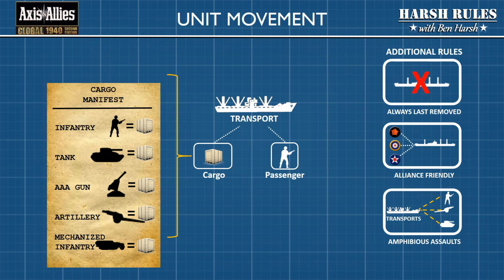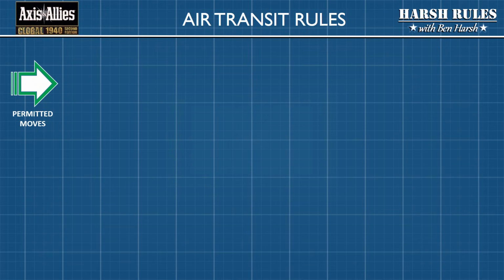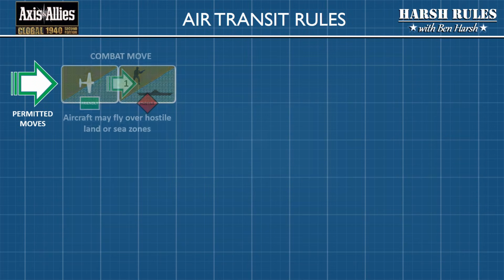Transports can also be used in coordinated naval landings called amphibious assaults. We'll cover off on amphibious assaults in the combat phase. Finally, let's look at the air transit rules. Like land and sea units, air units can proceed into hostile territory as a combat move, and the conflict will be resolved in the next phase.